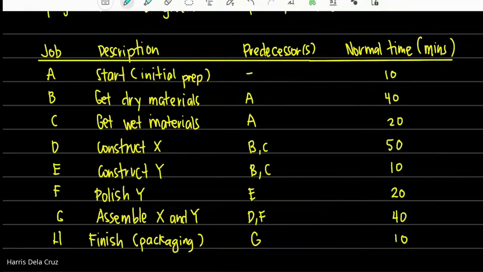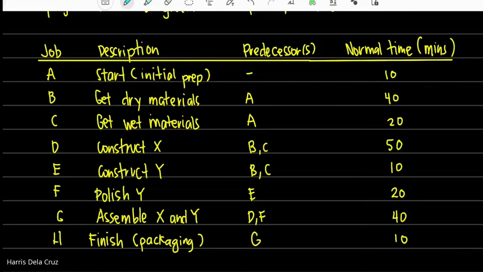Job D is construct X. So, whatever X is. So, for example, you're constructing a part of a certain toy. Parang yan. Construct X. So, of course, X depends on B and C. To get the dry materials ready and the wet materials ready first. E is construct part Y. So, that's also dependent on B and C.